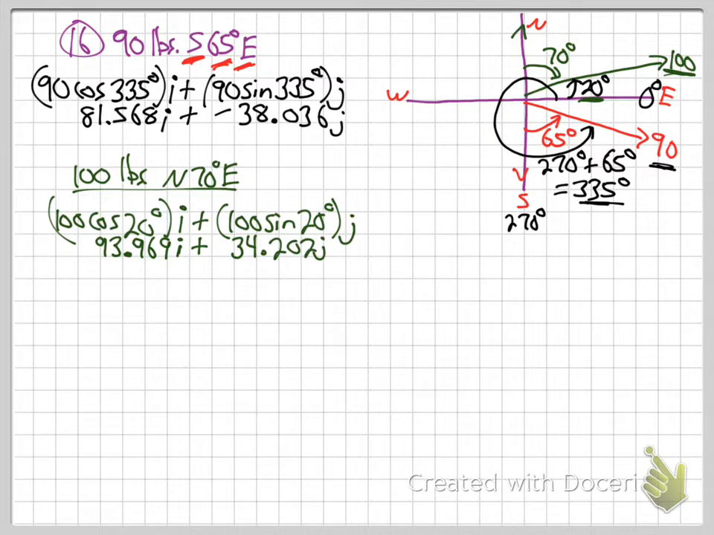Okay, so that's all step 1. Step 2, add the vectors. So step 1 was changing them to ij. Step 2, add the vectors. So I'm going to have to add this and this on my calculator. 81.568 plus 93.969. I'm getting 175.537 i.